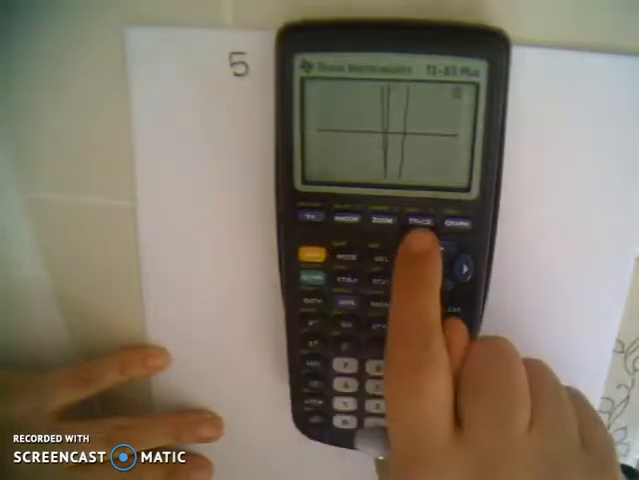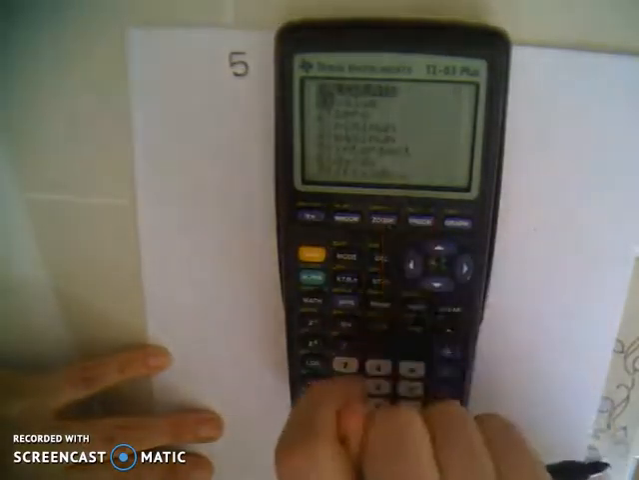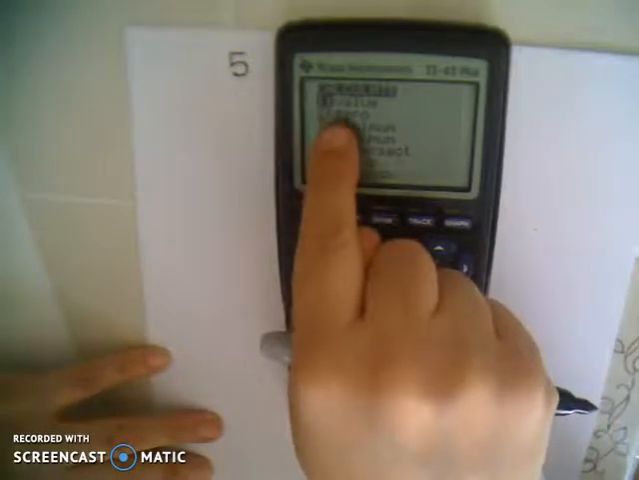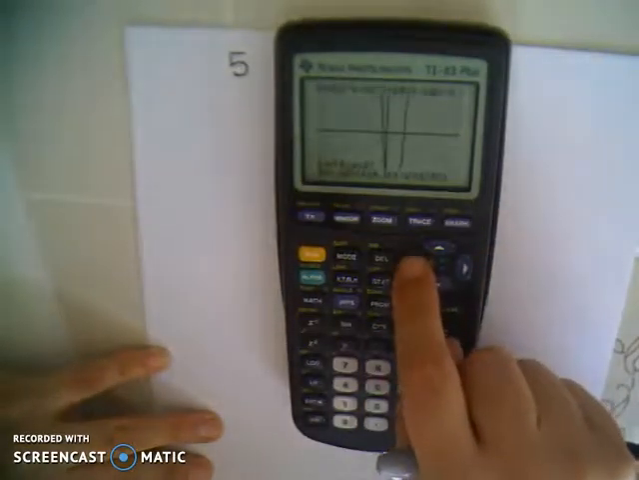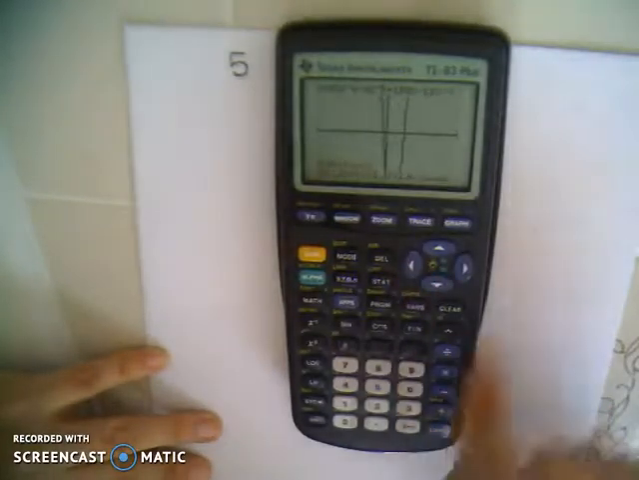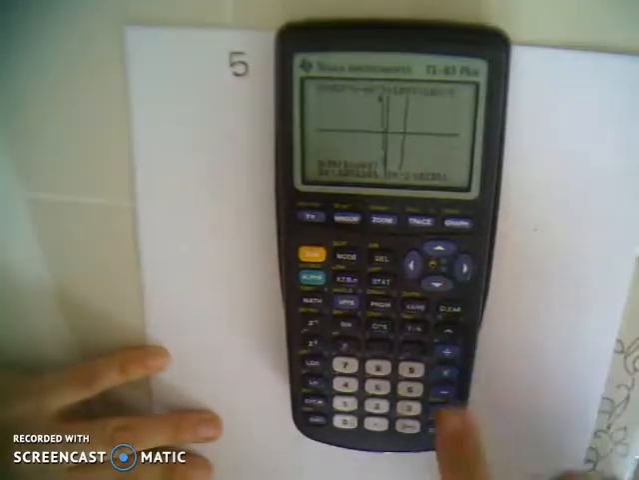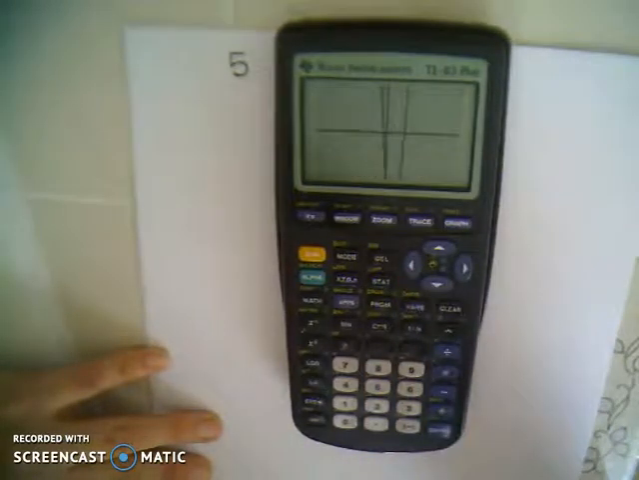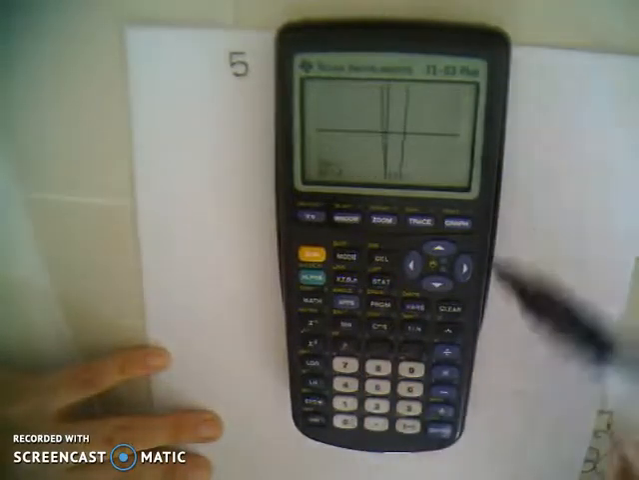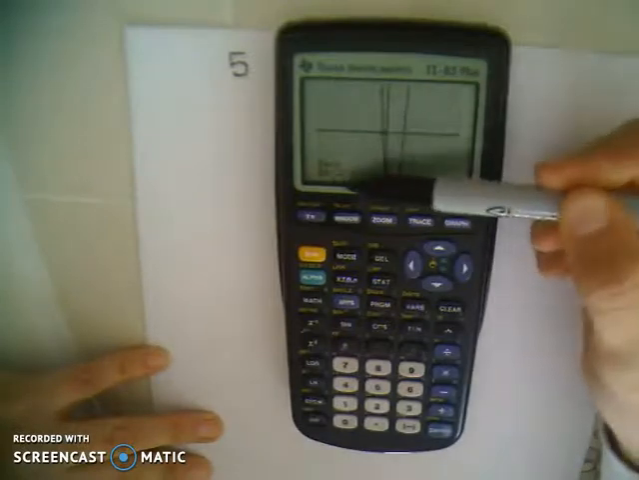So I'm going to go to second trace, which is my calc list, and I'm going to ask it to tell me that 0, which is option 2. And it's going to take me back to the graph, and it's going to ask for a left bound and a right bound. It wants a little region to look in for the 0, and then a guess. And it says this other 0 is -0.2.